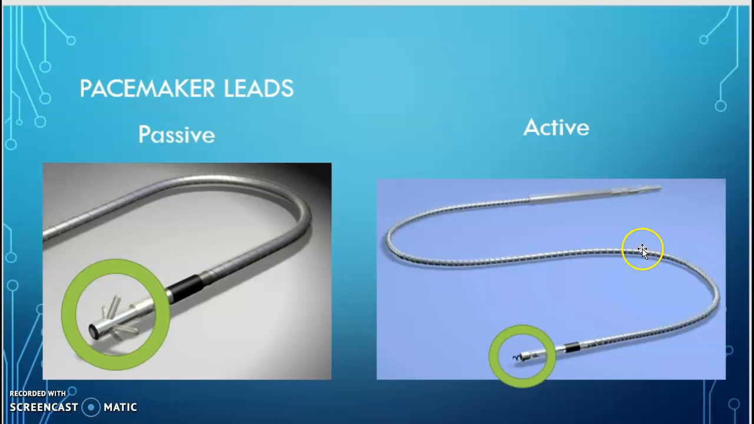Active leads have a helix screw at the end of them. As you can see there, instead of the tines, we have an actual metal screw, which screws into the patient's heart tissue. Active leads are more commonly used because they have a greater chance of staying in place once implanted. The passive leads had a greater chance of dislodging, but both leads are implanted today, and it is important to know the difference. And to fix a dislodged lead, we have to go back into surgery. So it is very important we do not do that if we can avoid it.